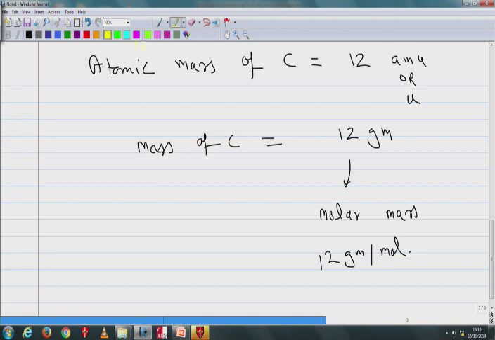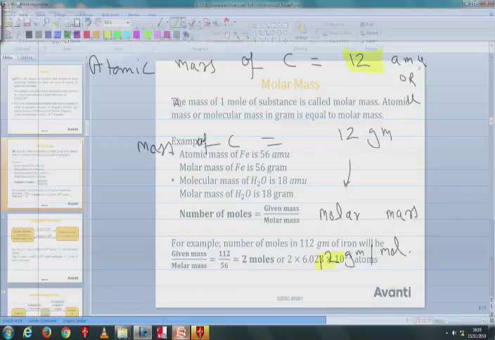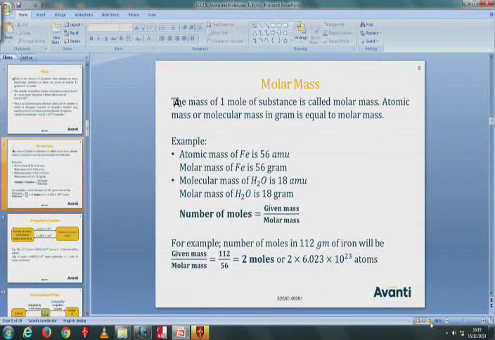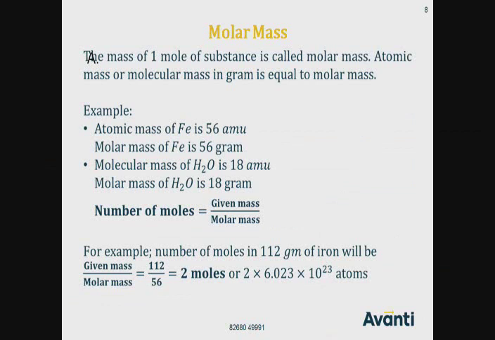See, the magnitude is exactly 12 and this is 12, but the unit is totally different. So this is how molecular mass and molar mass are different. You can check that the atomic mass of iron is 56, but the molar mass is 56 grams. The molecular mass of H2O is 18, whereas the molar mass of H2O is 18 gram.